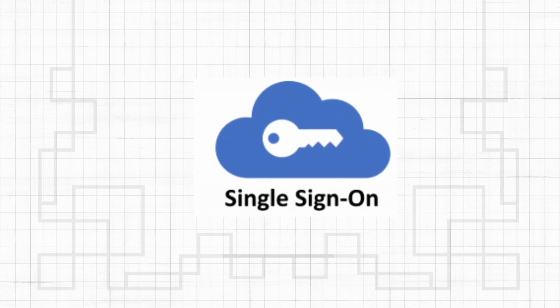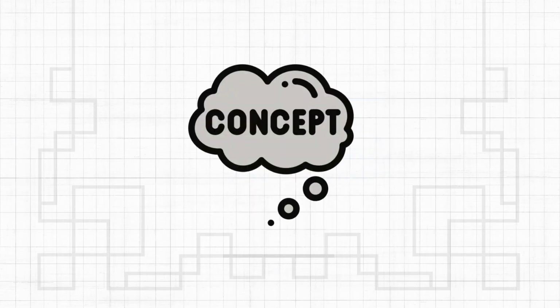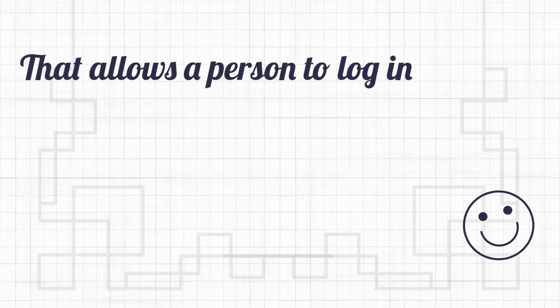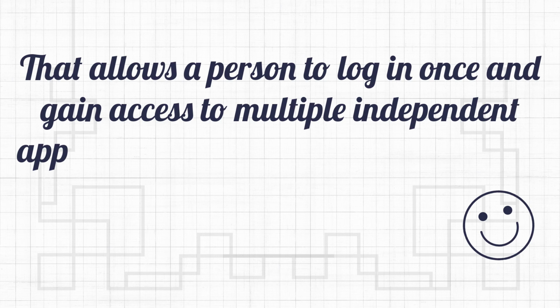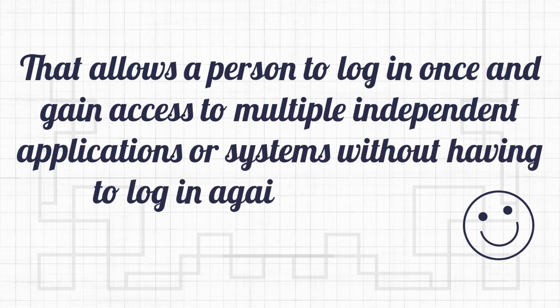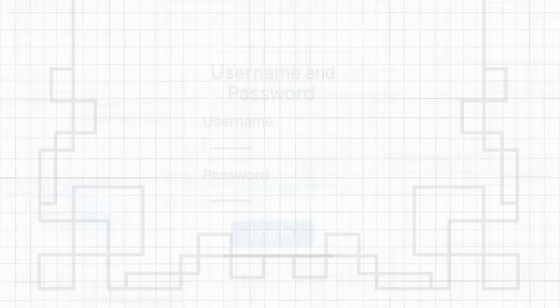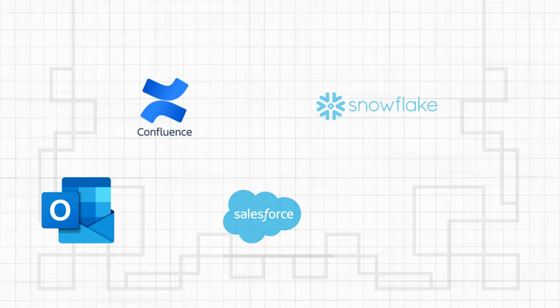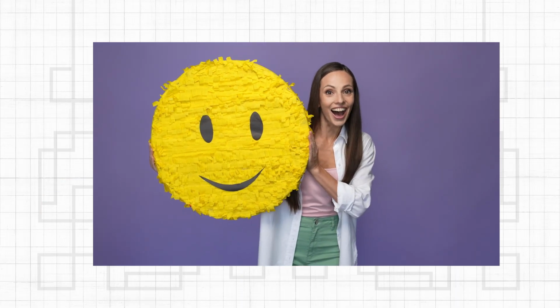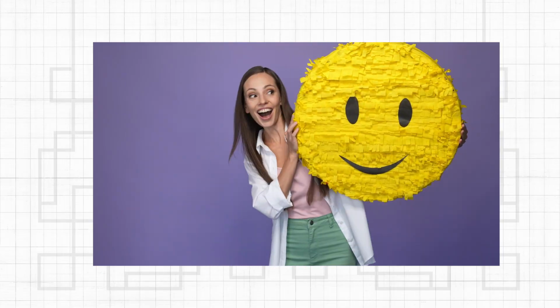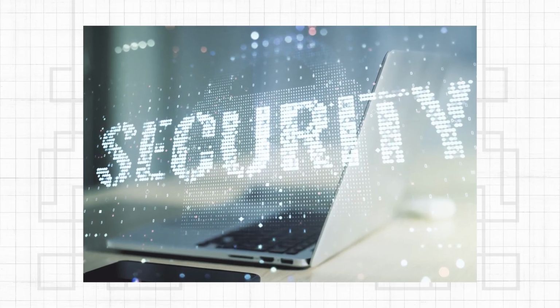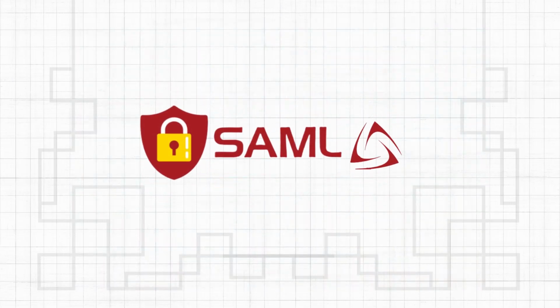Single sign-on, or SSO, is a user authentication concept that allows a person to log in once and gain access to multiple independent applications or systems without having to log in again for each one. Imagine logging into your company's portal in the morning and automatically being able to access your email, internal wikis, CRM tools, and even your Zoom account, all without having to log in to them individually. It greatly improves user experience, reduces the number of passwords people have to remember, and helps organizations manage access more securely. Let us see what SAML exactly is.